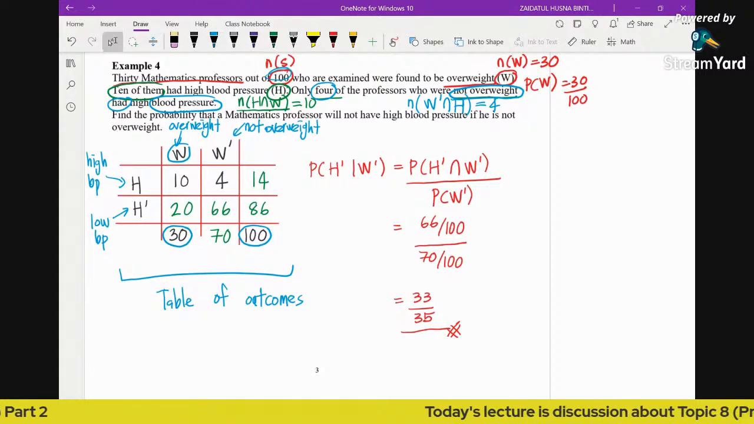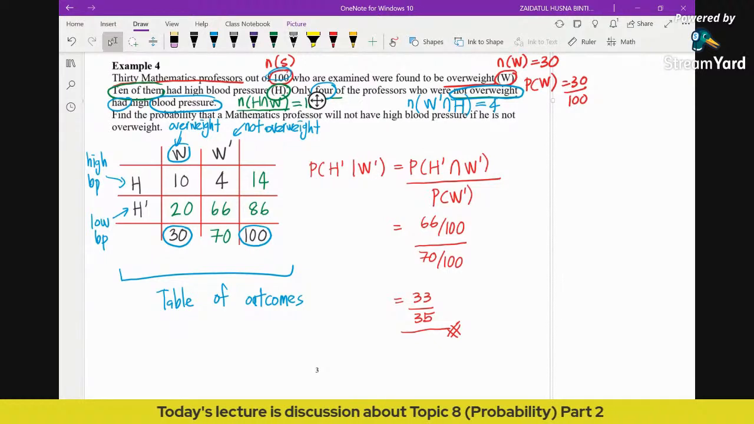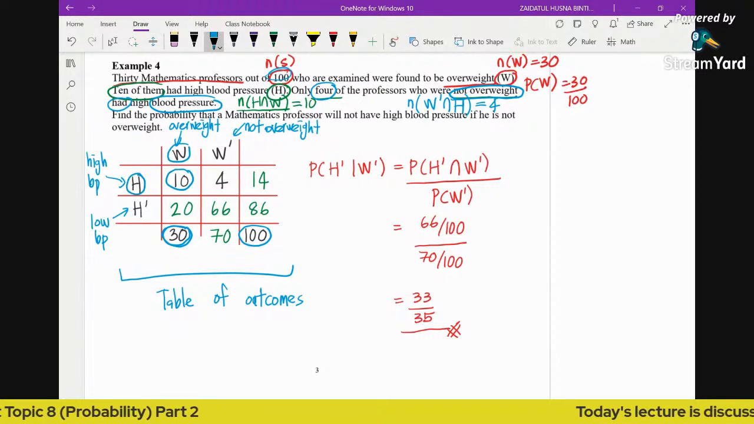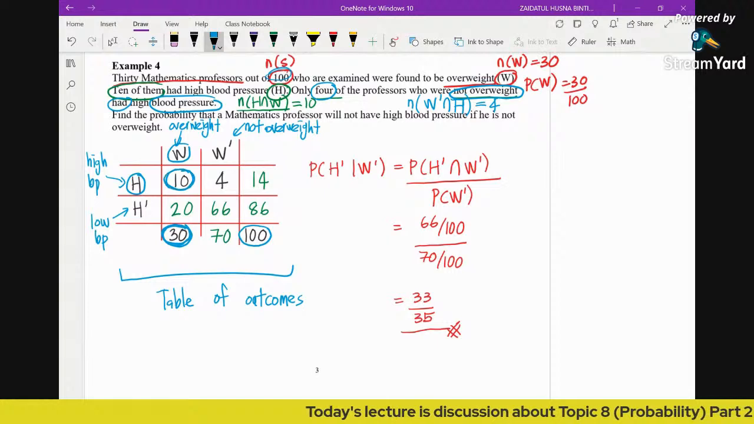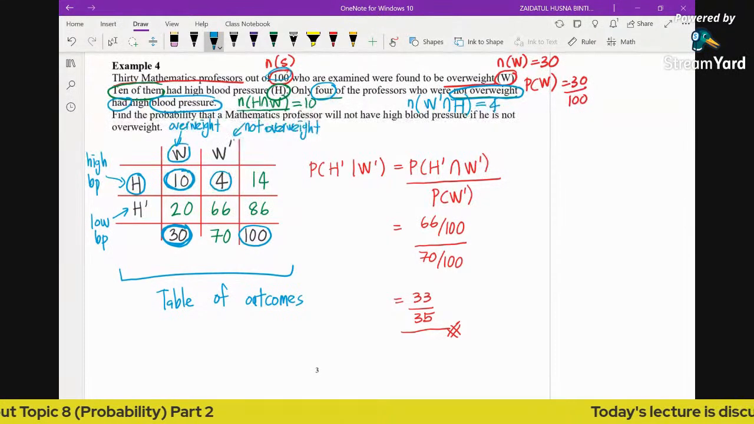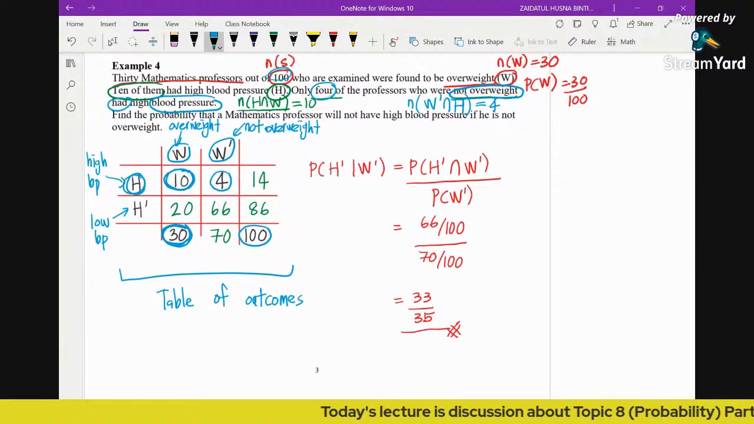And then 10 of those who are overweight had high blood pressure. So out of these 30, 10 of them had high blood pressure. So we put it here, because this is for the event of high blood pressure. Then only 4 professors who were not overweight, not overweight means W prime, had high blood pressure. So this is the intersection of W prime and H.